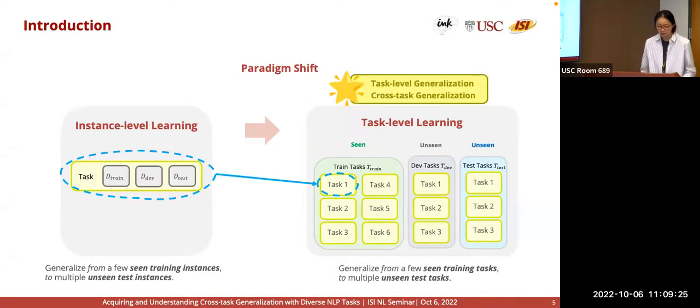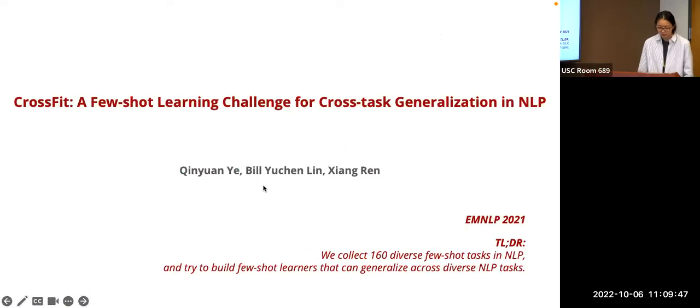Sometimes I refer to this capability as task level generalization, or cross-task generalization as specified in the title. So this is the core problem or capability that we want to explore and teach the models to have. So yeah, that's pretty much for the introduction and background.